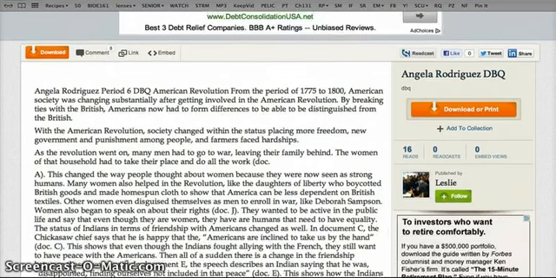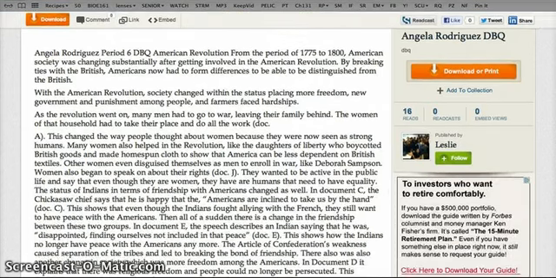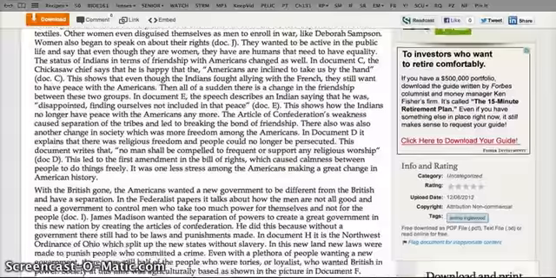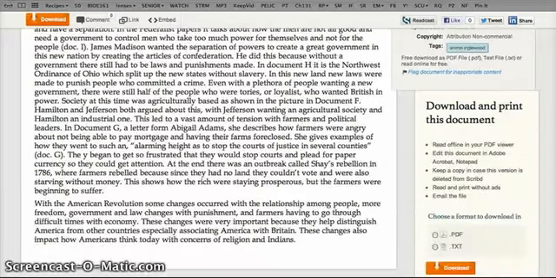With the response of each document, I had to be comparing and contrasting the documents to different groups of society, changing with more freedom, new government, punishment among people, and farmers facing hardships.